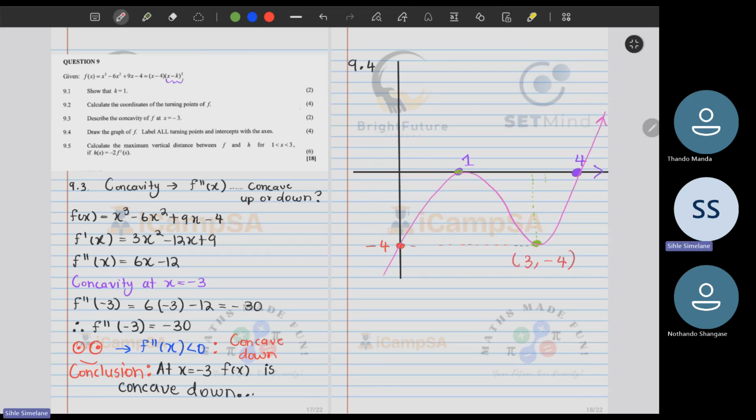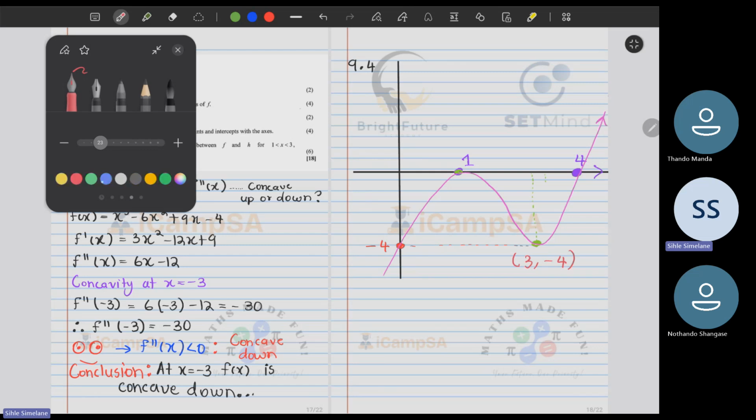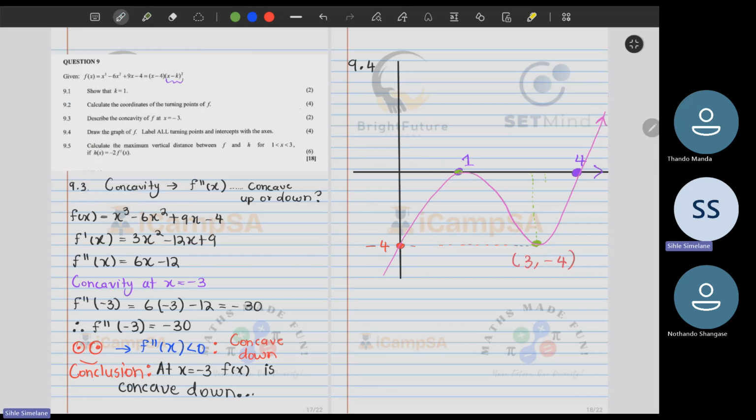Okay, we're happy. So let's go to the next question, question number 9.5. They are saying calculate the maximum vertical distance between f and h, for x values between 1 and 3, if h is given by this function here.